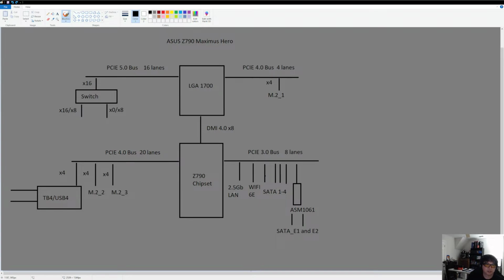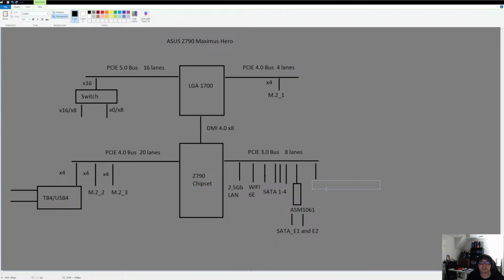So what is this? 1, 2, 3, 4, 5, 6, 7. 7 lanes, and then I guess, okay, I guess what they did, the 8th lane is gonna go to some USB hub. Some USB hub. Like, I don't know, like a 2.0 hub or something.